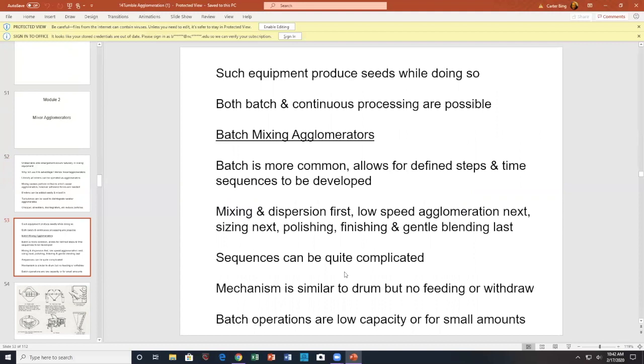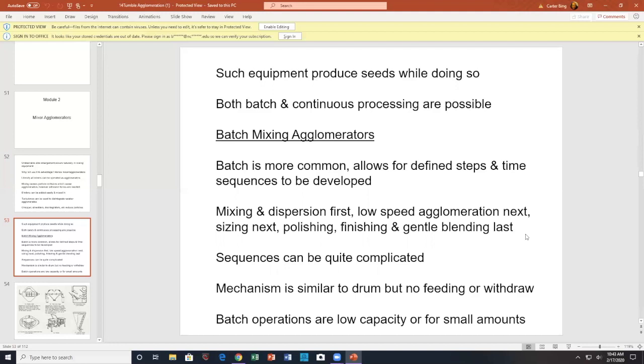Such equipment will produce the seeds necessary for agglomeration. It could be used for both batch and continuous processing. So if we take a look at some batch mixing agglomerators, batch is more common and allows defined steps and time sequences to be developed: mixing and dispersion first, low speed agglomeration next, sizing next, polishing and finishing, and gentle blending last phase.